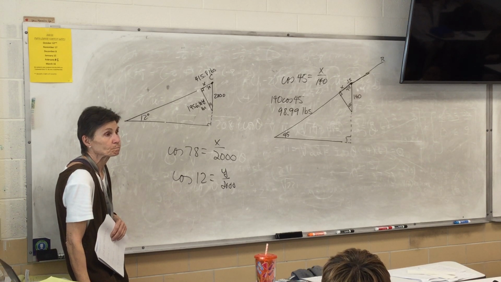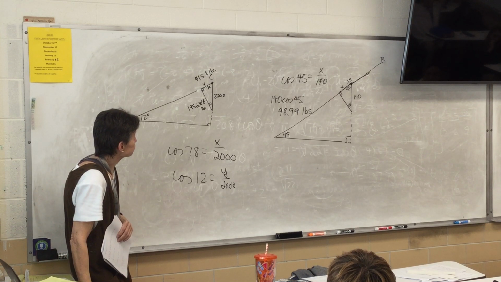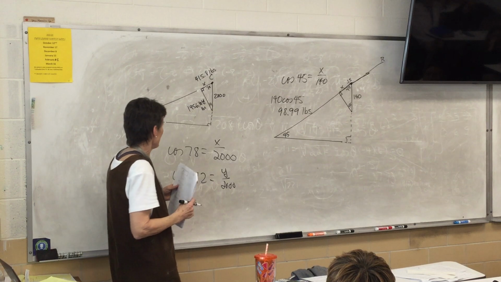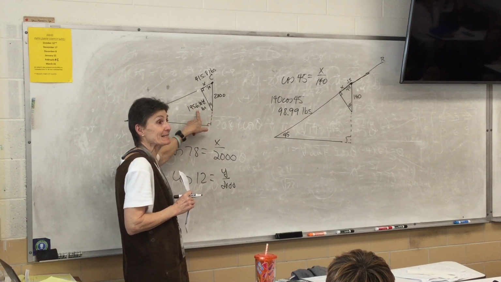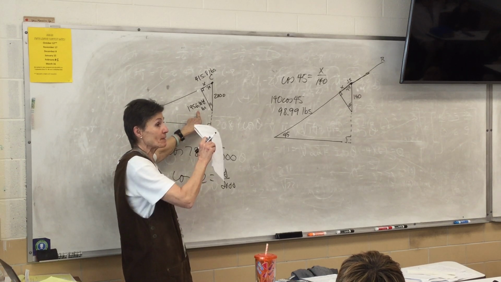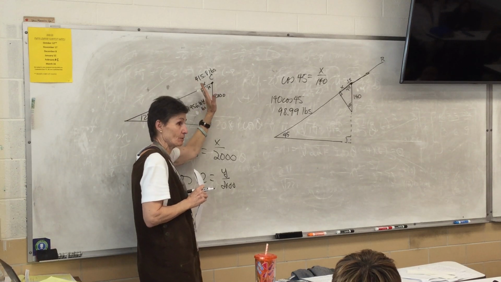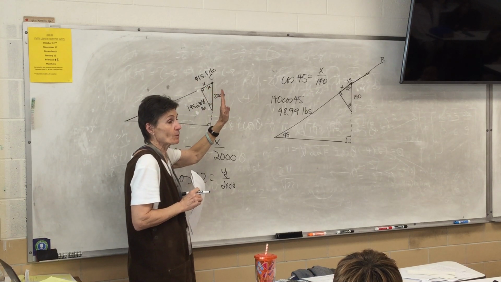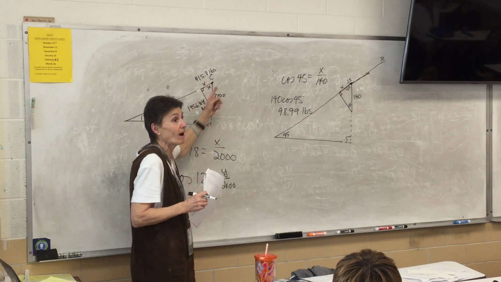Alana asks: if we would have used the cosine 12 one first, would we have done the cosine 78 one second? Well, if you do cosine 12, you're finding this, and that is not the force keeping the car from rolling down the street. That's the force perpendicular to the street. So it depends which side of the triangle you're trying to find.